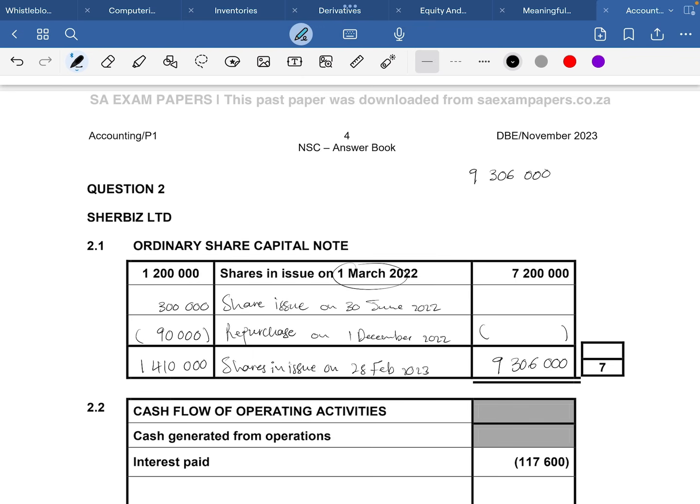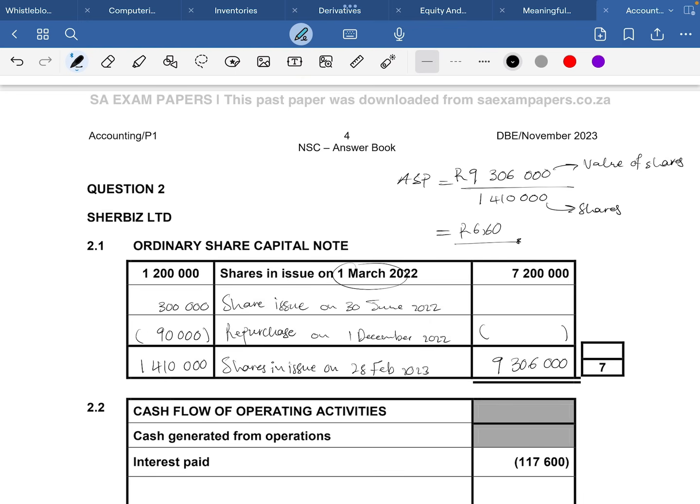9,306,000. So this is our average share price. It's 9,306,000 divided by 1,410,000 shares. Okay, so this is the number of shares, and let me just include the rand amount there. So this is the value of shares at the end. Okay, so our balance there. So now our average share price is 6 rand 60, right? If you just quickly calculate, because I've already done the calculation, it's 6 rand 60.